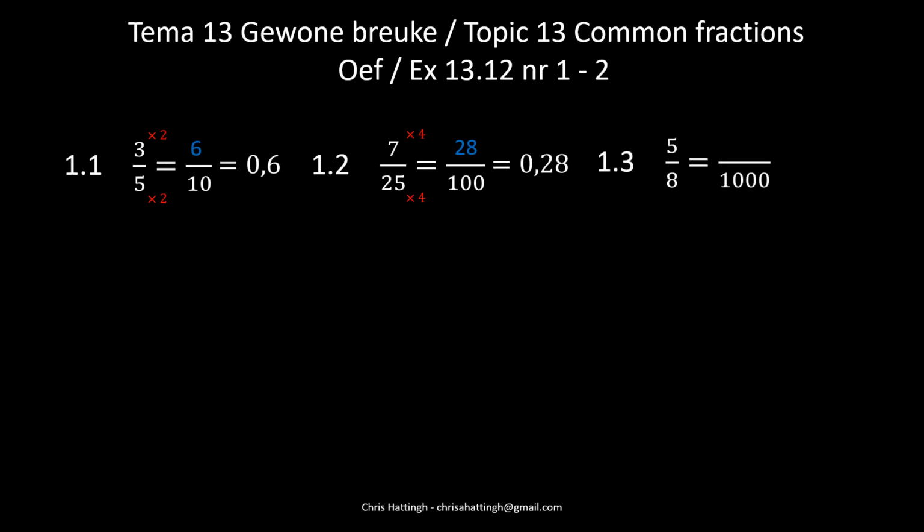Number 1.3. 8 can't go into 10 and it can't go into 100, but 8 can go into 1,000, so you're going to write it onto 1,000. 8 times 125 gives you 1,000, so you need to multiply the 5 by 125 to get 625. The thousands have got 3 zeros, so your final answer needs to have 3 decimal places. So it's going to be 0,625.